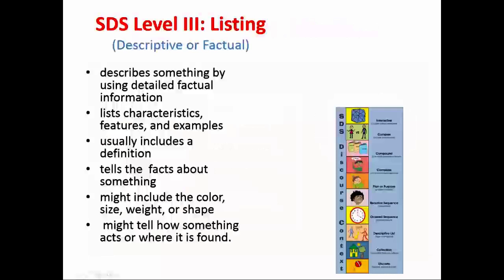Okay, at level 3, which is the first level of discourse that you would actually teach, it's a descriptive list. So, it describes something by using detailed factual information. It lists characteristics, features, and examples. Usually includes, but not always, a definition. Tells facts about something. Might include things like the color, size, shape, or weight. It might tell how something acts or where it is found.